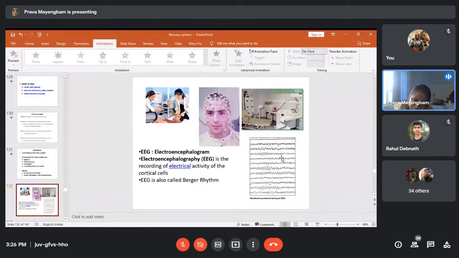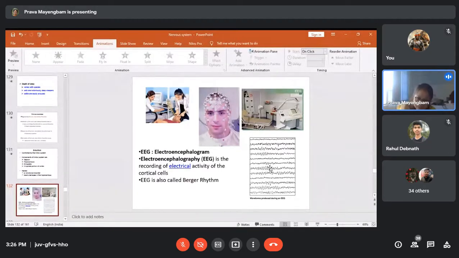in the form of electrical activity, how the electrical activity of the brain cells is exhibited, and that record is the electroencephalogram. Electroencephalography is the recording of electrical activity of the cortical cells. Then there are different waves, and these waves are again given different names, like delta, theta.